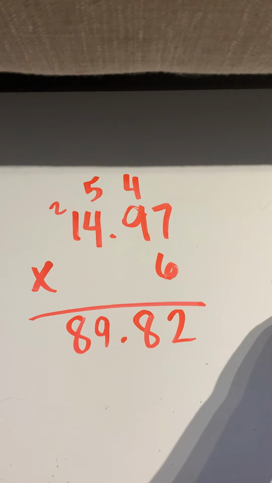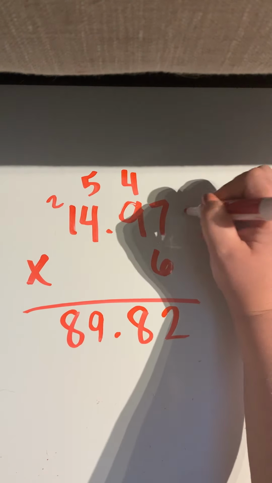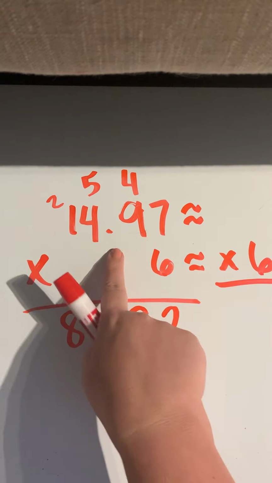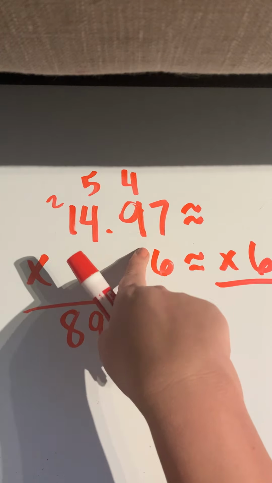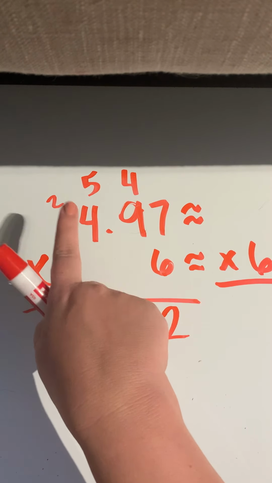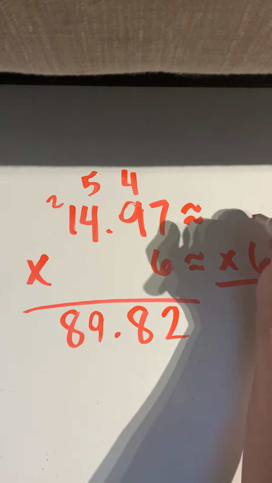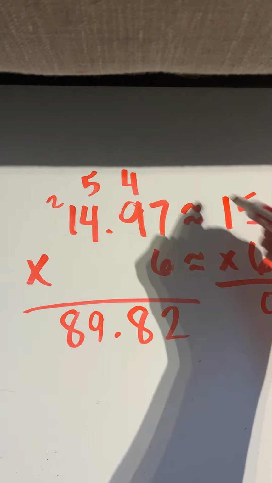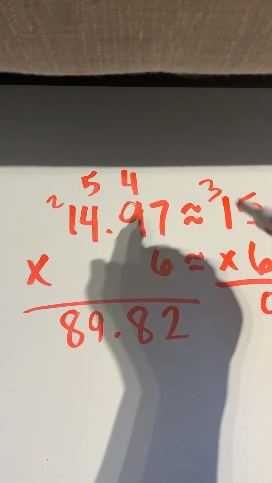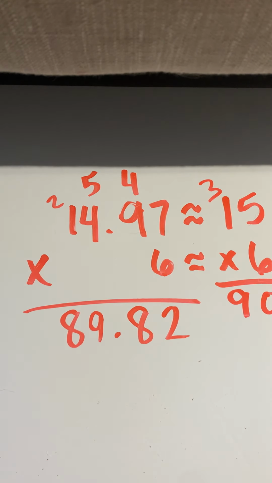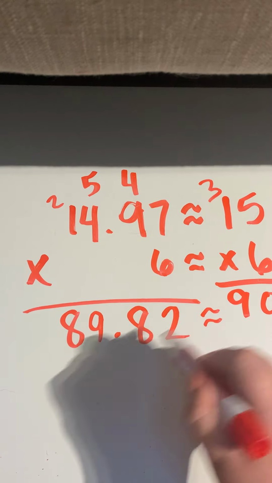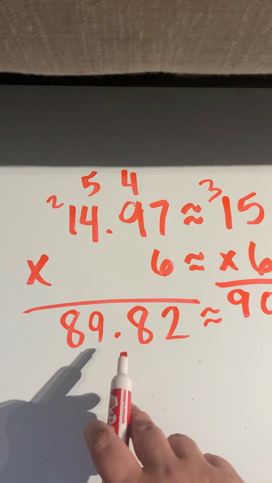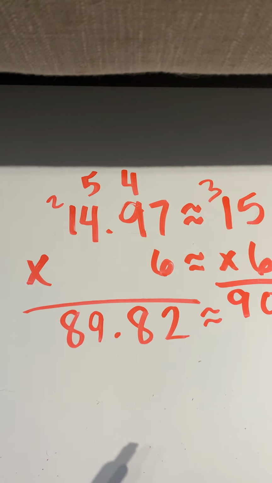Now I'm going to come over here and I am going to estimate. I'm going to keep my 6. I'm going to look over here in my tenths place. That 9 is 5 or more, so raise the score. My 14 becomes a 15. 5 times 6 is 30. So 89 and 82 hundredths is around 90. So this answer would be reasonable.